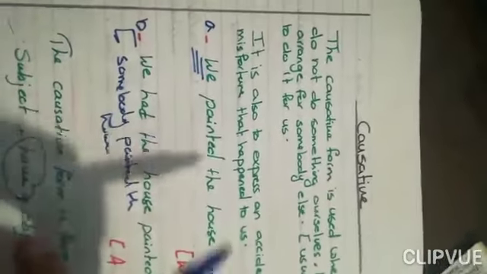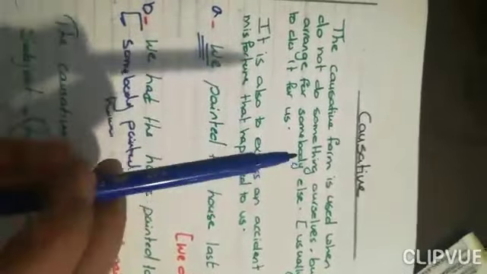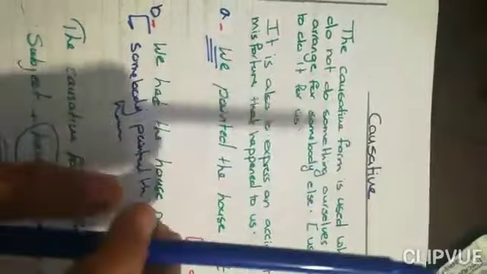Sometimes certain students get confused with the grammatical structure of the passive voice, kind of related to it, but there's a big difference between them. Here it says it's also used to express an accident or a misfortune that happened to us. This is rarely used actually, but you always have to know that causative means when you arrange for somebody to do something for you.